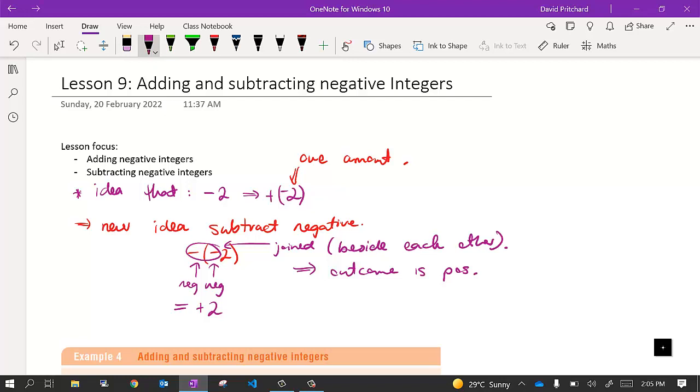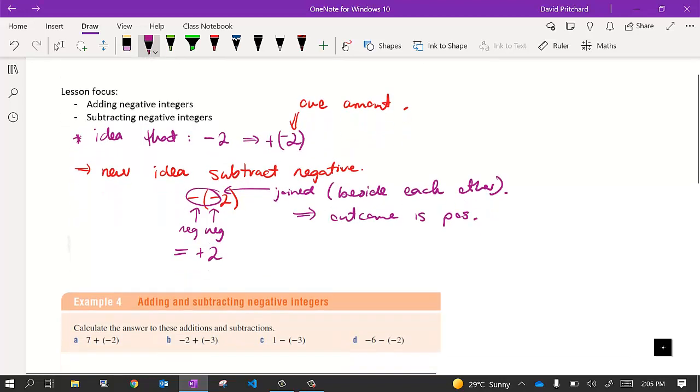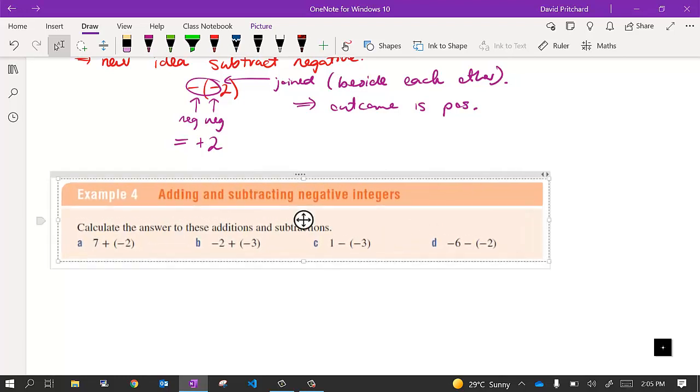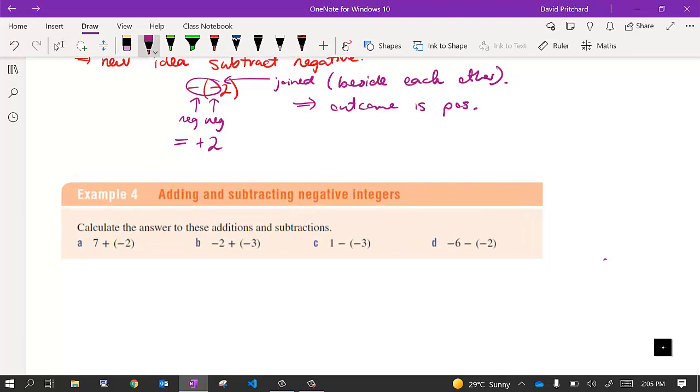So we can use the number line again, but I'm going down the path where I think about money. I'm thinking about that special bank account where we can overdraw. We can pay more money than what we've got. So if we start with our first example, we're calculating the answer of these additions and subtractions.